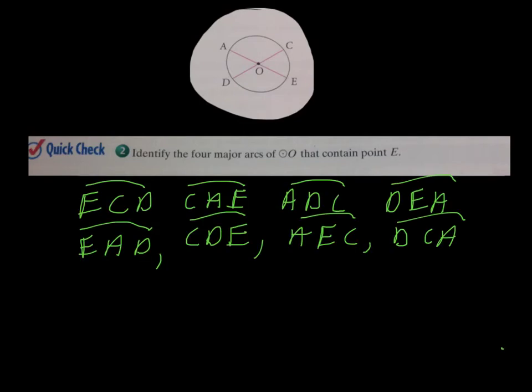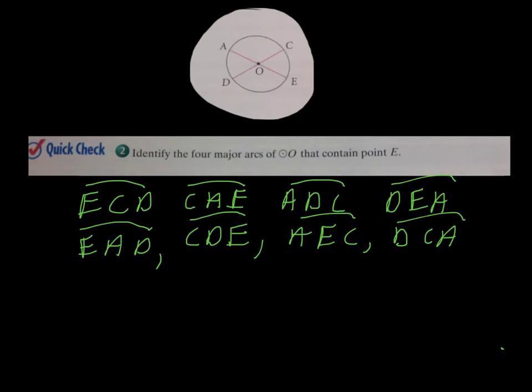All right, now let's look at quick check number 2. Identify 4 major arcs of circle O that contain point E. Please pause the video while you try to figure this out. Okay, hopefully you came up with these 4 major arcs. Please try to make sure you understand which ones are which as I draw on them.